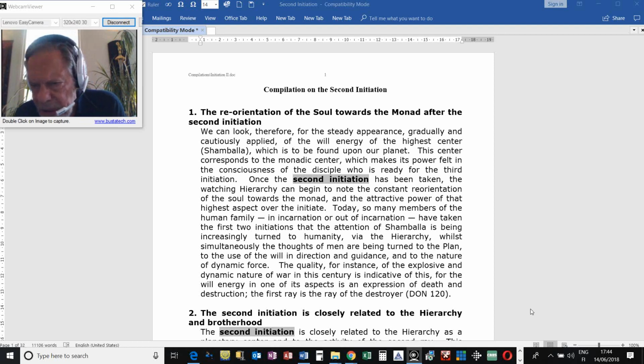I've done some work that relates to the third initiation. And now I'm going to move backwards just a little bit and look at some excerpts which relate to the second initiation. And then we'll go back and hopefully we'll take in initiation 1. I'll have the references below.